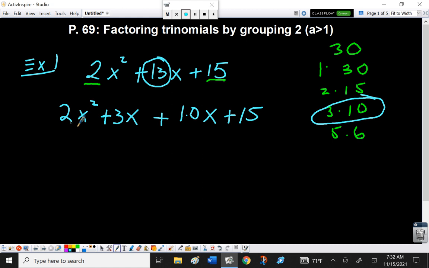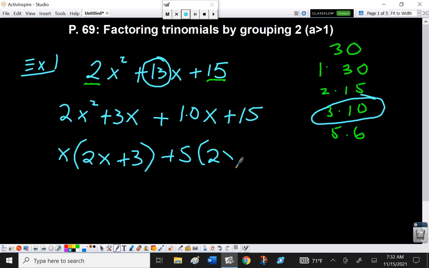For instance, what is common in these first two terms? Well, it's an x. When I take out an x from 2x squared, I'm left with 2x. When I take out an x from 3x, I'll have plus 3. Now in the back half, what is common? What can be divided into 10 and 15? If you said 5, you'd be right. 5 goes into 10 2 times, and we still have that x. And 5 goes into 15 3 times.